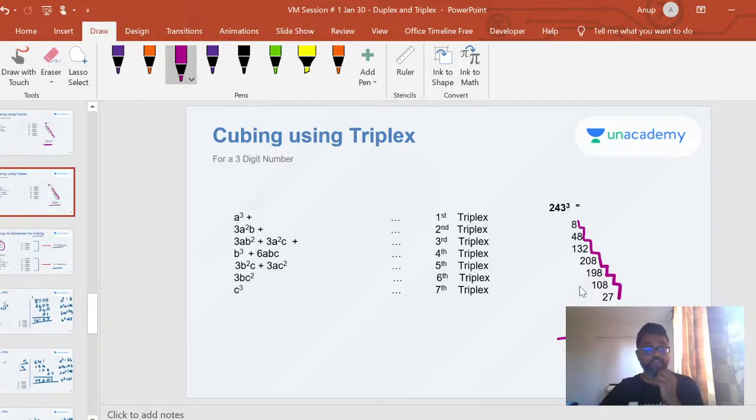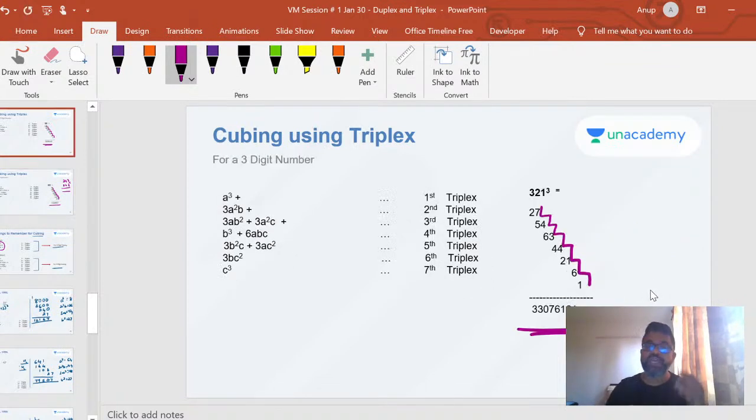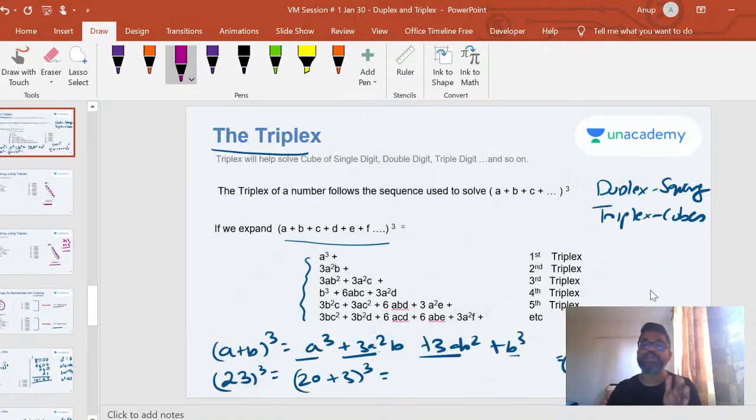So three-digit cubing is not easy, right? It's a lot of digits, and doing it your traditional way, forget about it. 243, first you do this, then you take that answer and then again multiply by 243. It's not easy. But maybe you're not needing to use three-digit cubing in most problems. You might be okay with two-digit cubing, and two-digit cubing is easy.